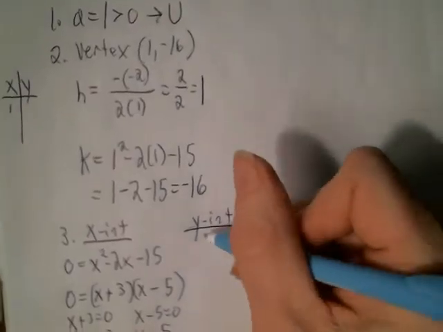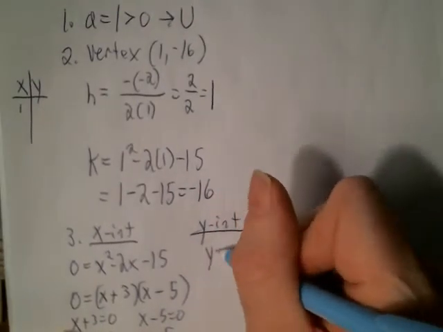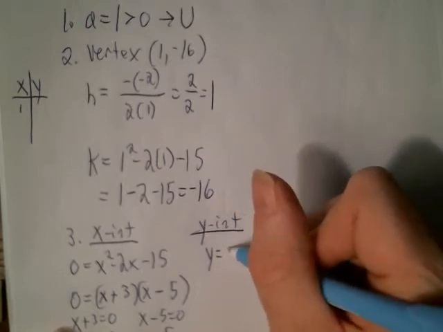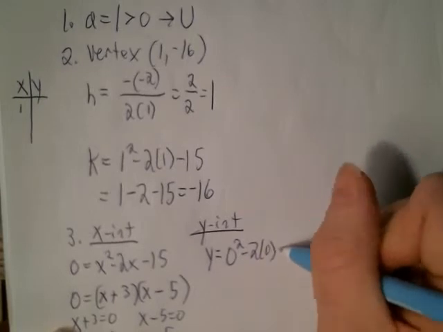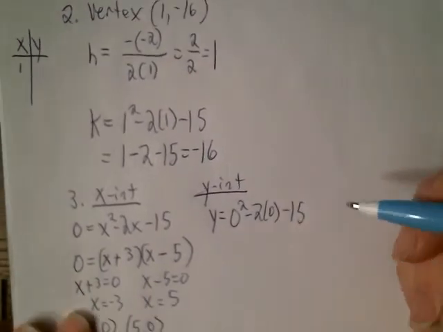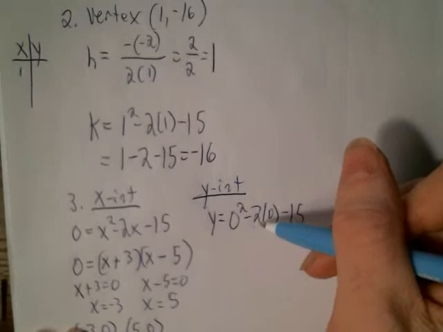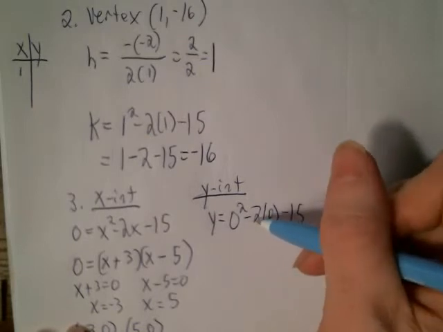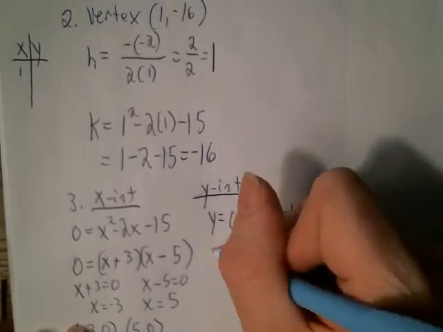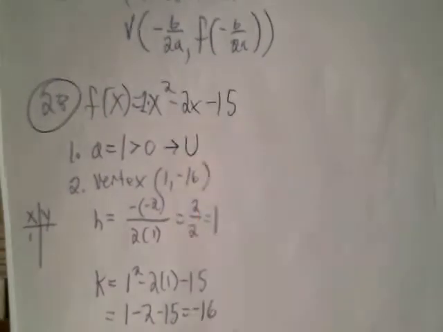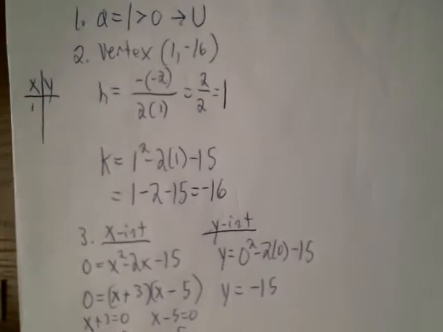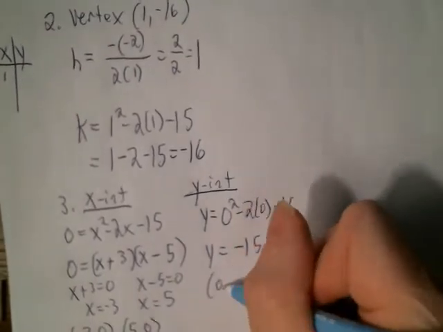Y-intercept then, you let x equal 0, so you'll have y equals 0 squared minus 2 times 0 minus 15. 0 squared is 0. 2 times 0 is 0, so you have 0 minus 0 is 0, and then minus 15. So it'll always just turn out to be the last number in your function. So anyways, 0, negative 15.